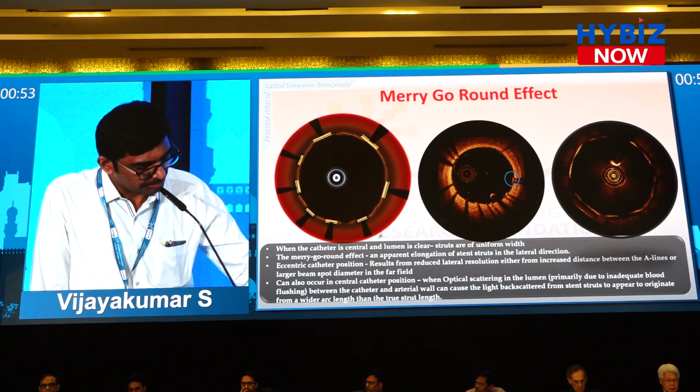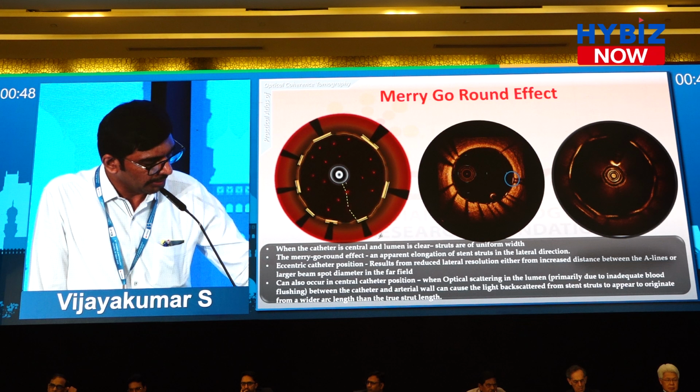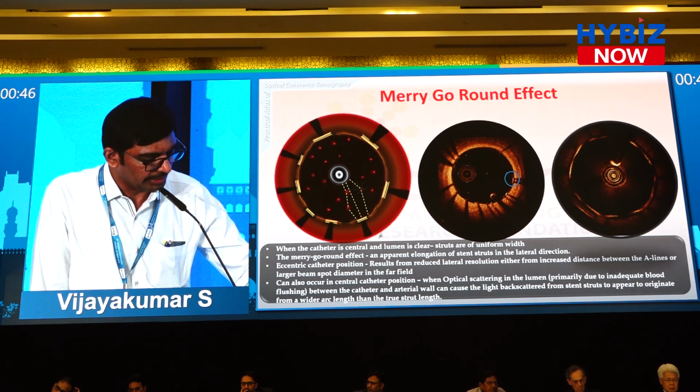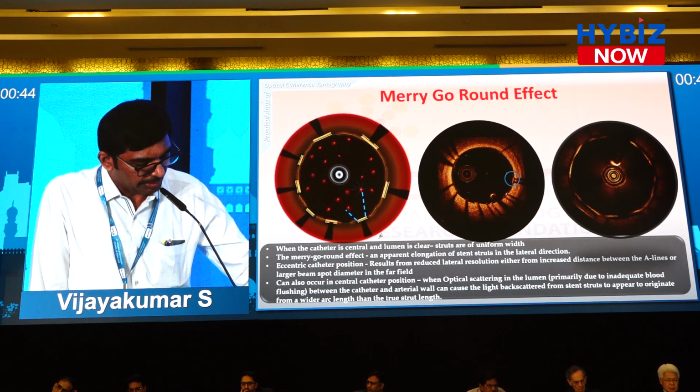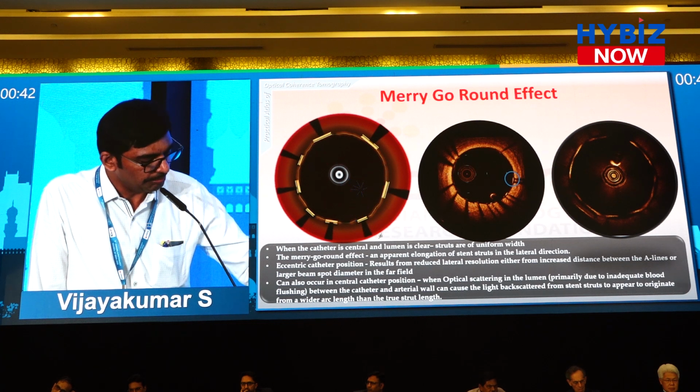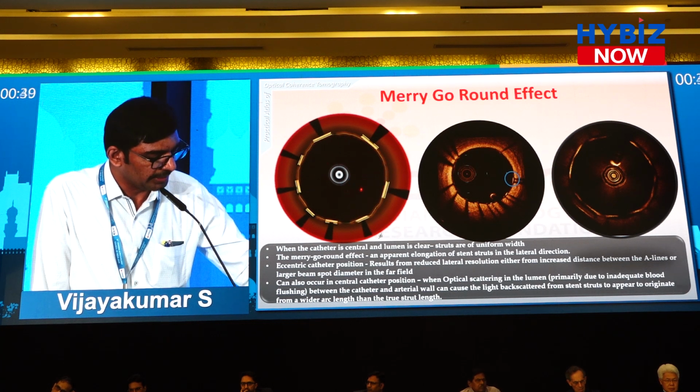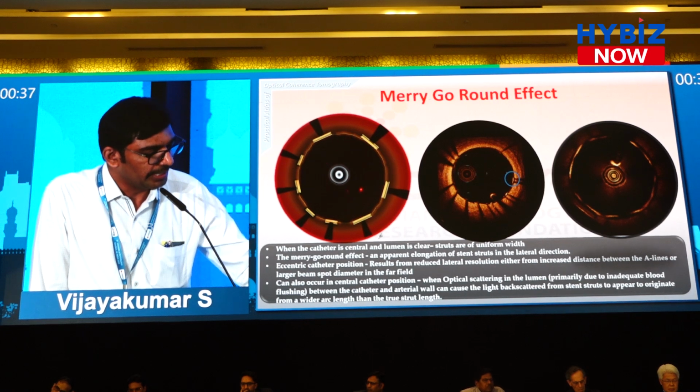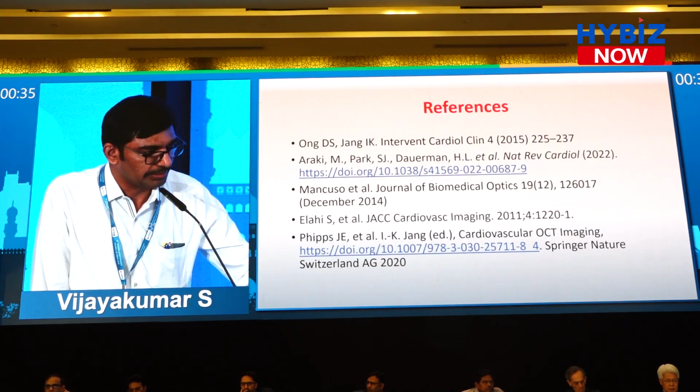When there is optical scattering in the lumen, primarily due to inadequate blood flushing between the catheter and arterial wall, it causes the backscattered light from the stent struts to appear to be originating from a wider length than the true length. So that again results in artificial elongation of the stent struts.